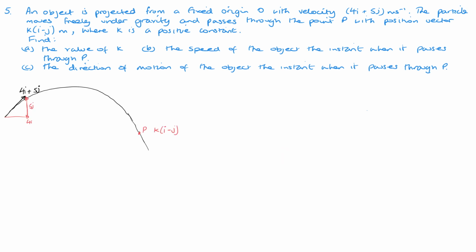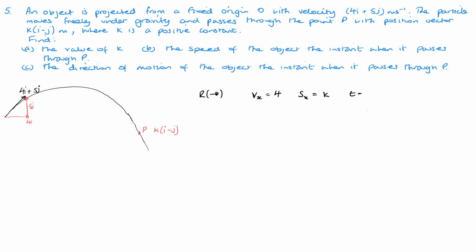I thought I'd talk you through this part of this question, as it's not as straightforward as a lot of the others. So with this one, it's a little bit more difficult, but what we need to do first of all is think about resolving horizontally. This will give us a form of the time. So if we think of our initial velocity, this is going to be 4, because it's the 4i. Then when we think of our horizontal distance, that's the ki, so it's just going to be k.